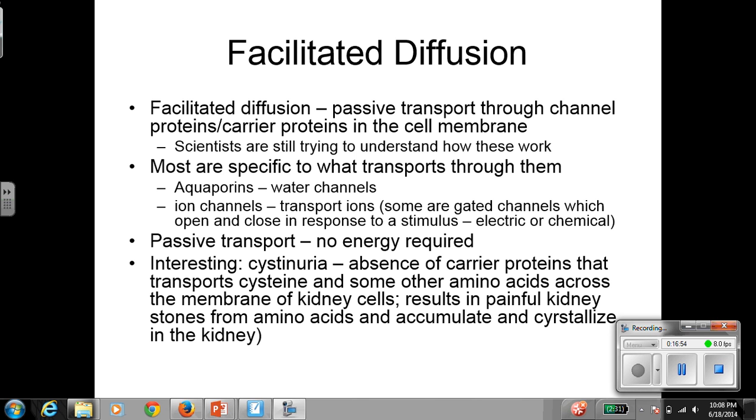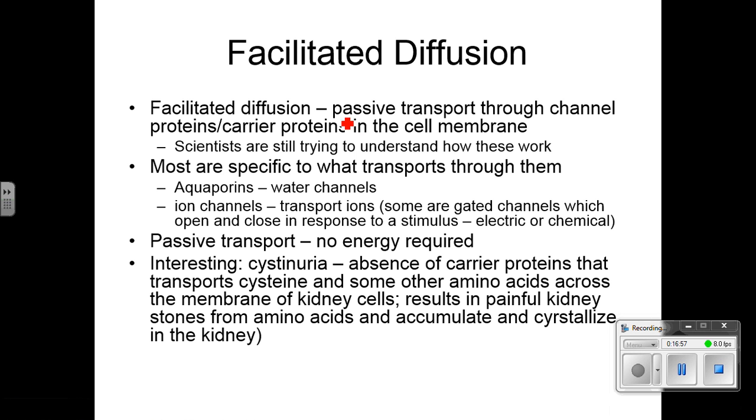Facilitated diffusion is passive transport through a channel. So, for example, water goes through the aquaporins. So water movement is osmosis, but it is technically a facilitated diffusion. Or it can go through a protein carrier in the cell membrane. Scientists are still trying to understand how these work without energy. Most are specific to what they transport. For example, the aquaporins transport water. Ion channels transport ions. Some are gated channels which open and close in response to a stimulus. That can be electric or chemical.